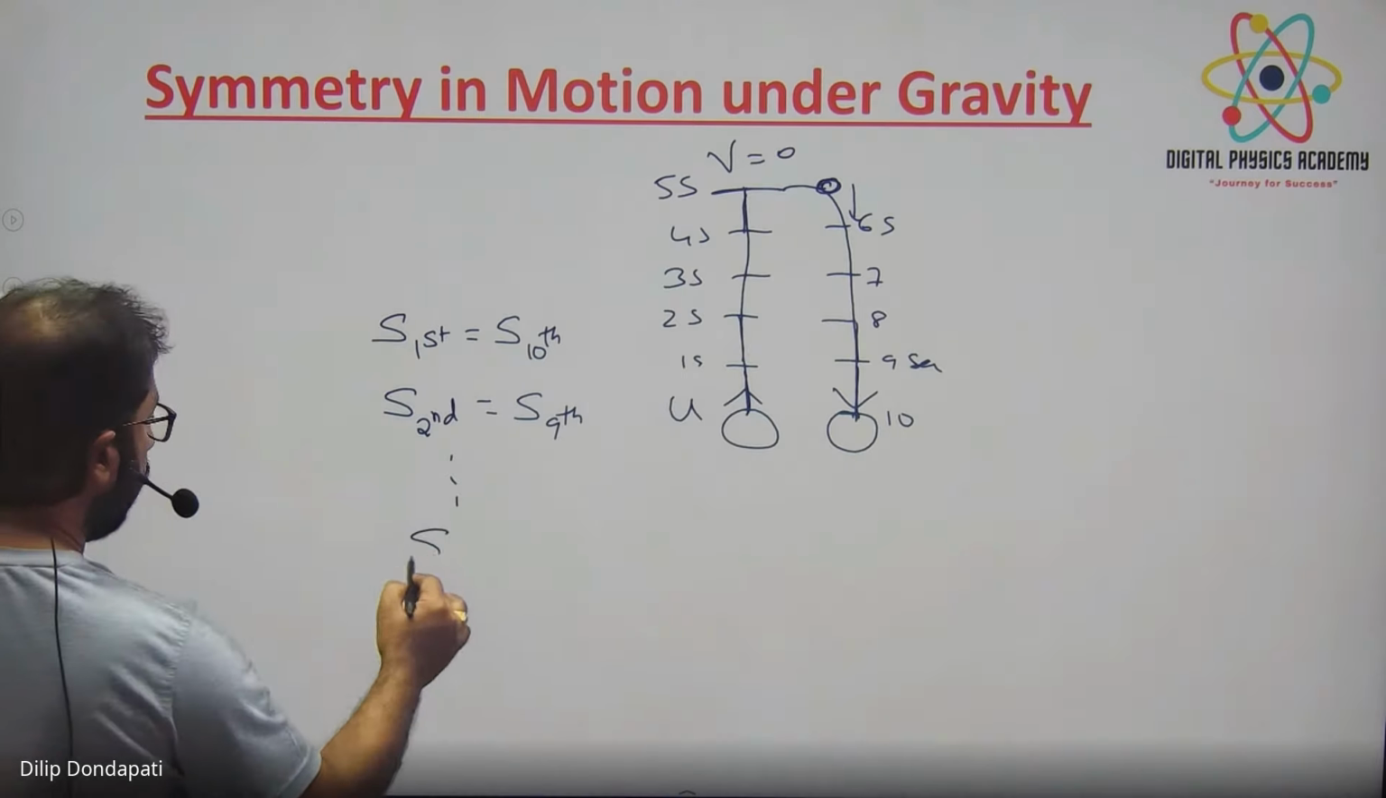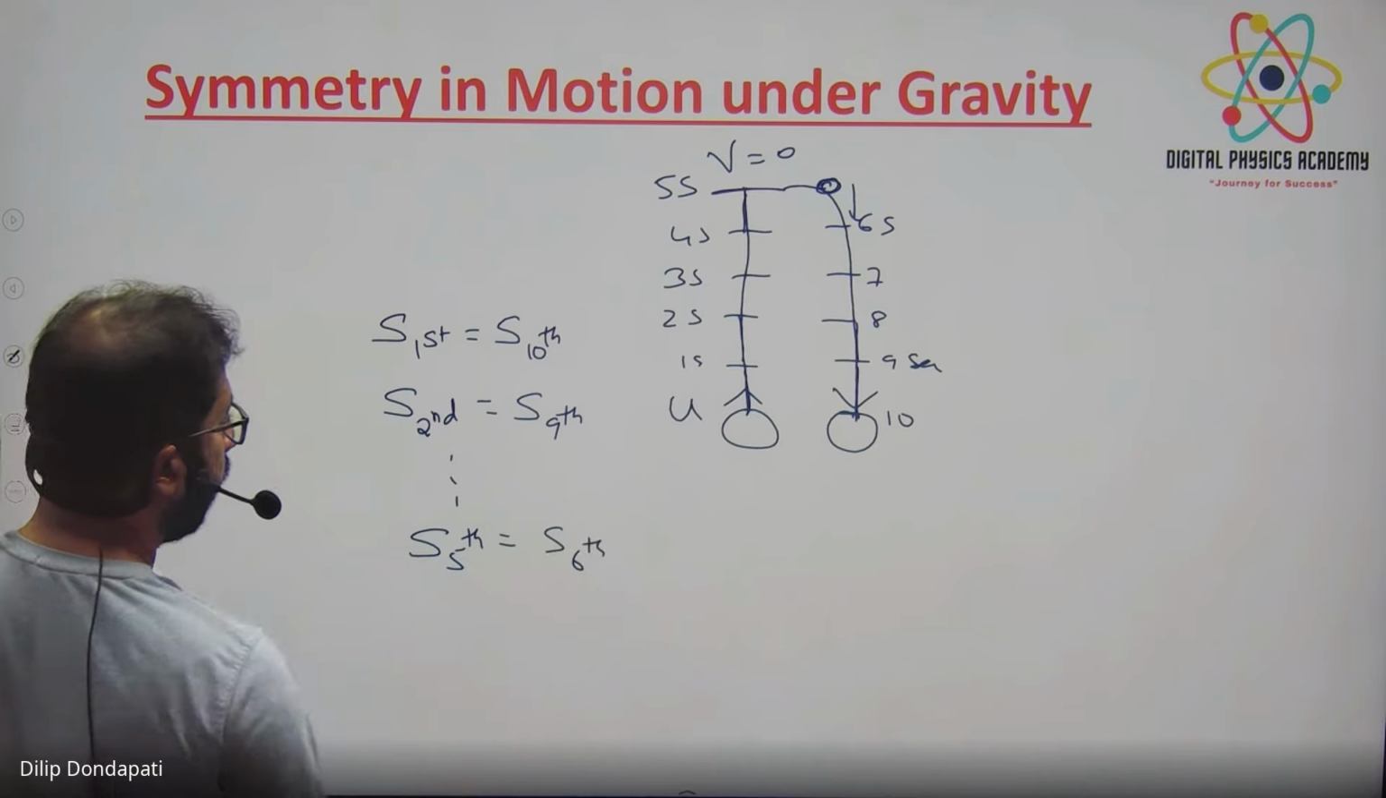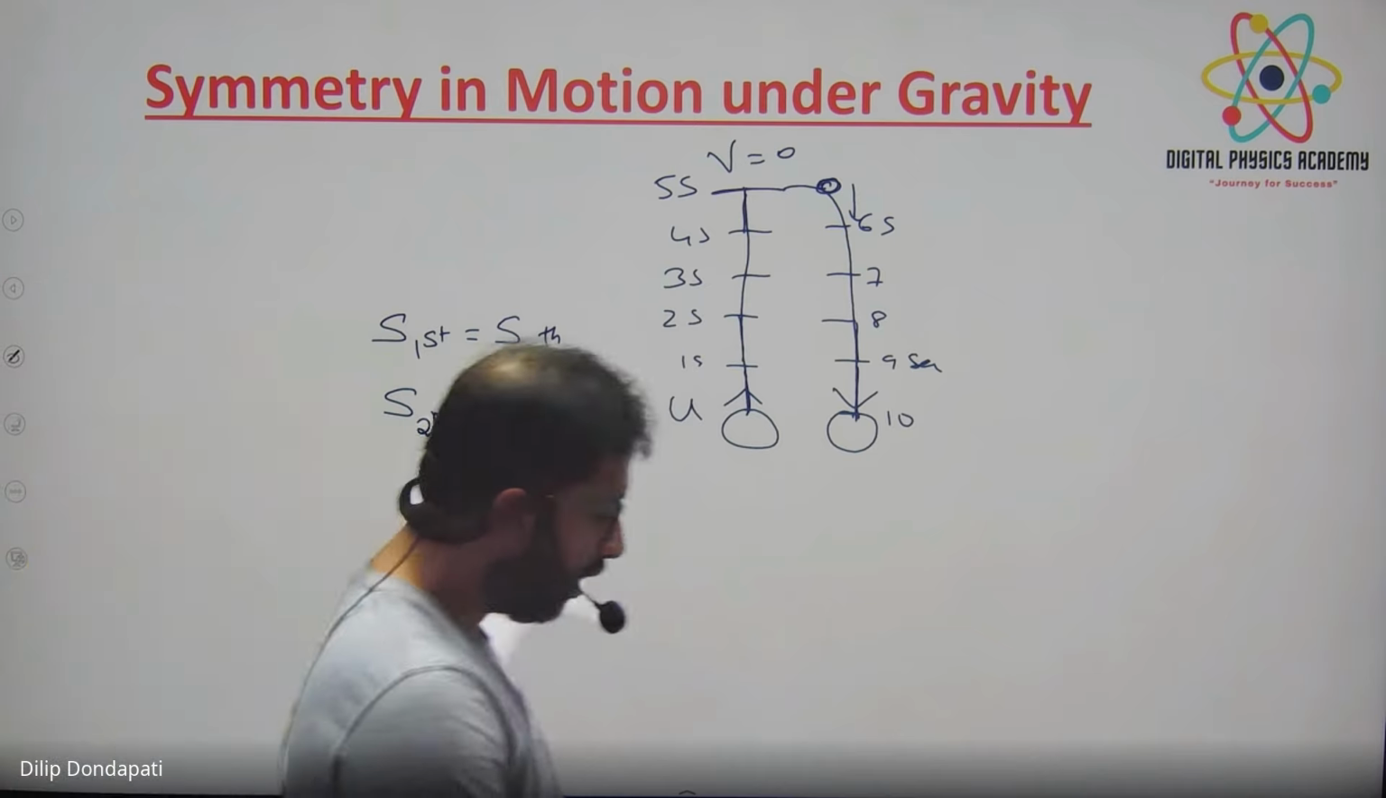Go back to the symmetry in motion, the previous topic. Sir, one second, let me just draw it. I didn't draw the figure. I just wrote the numbers 9, 8, 7, 6, 5, 4, 3, 2, 1. The displacement in the 5th second is equal to the displacement in the 6th second. So the equation of motion is completely done.